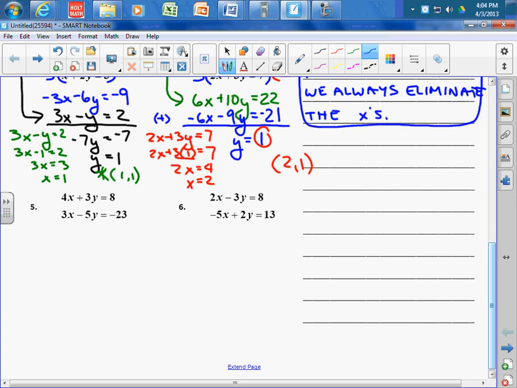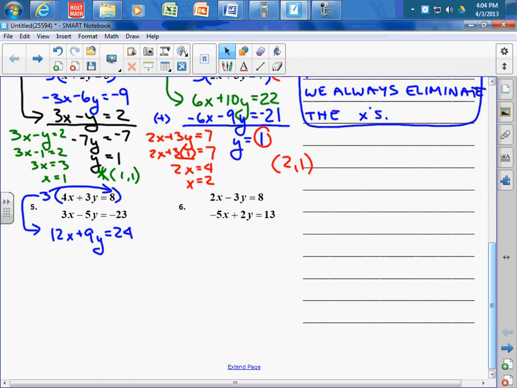So let's clean this up a little bit. I'm going to take the top row and multiply by 3, and let's put that here. So 3 times 4x is 12x, 3 times 3y is 9y, and 3 times 8, don't forget to multiply the 3 times the 8. A lot of kids will forget about that. So always make sure you multiply all numbers.